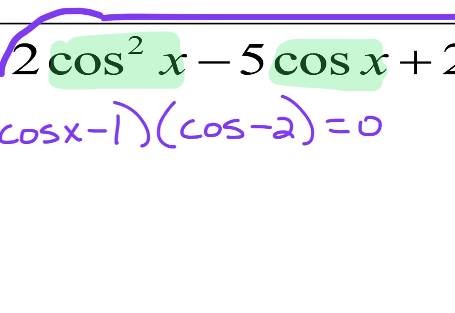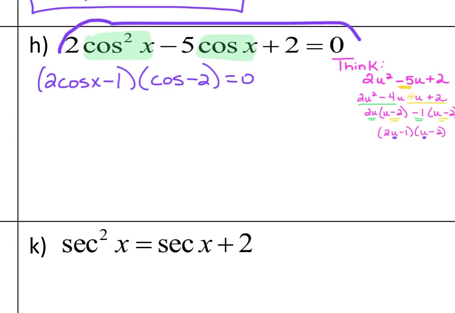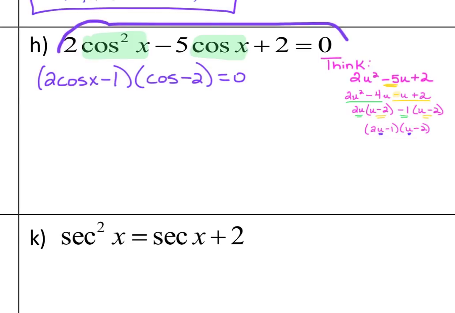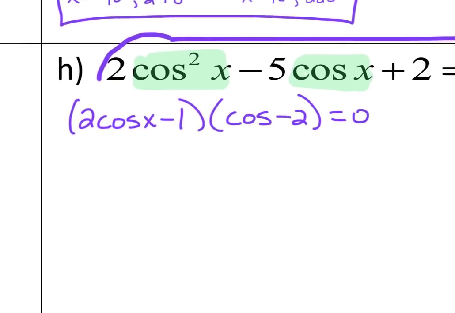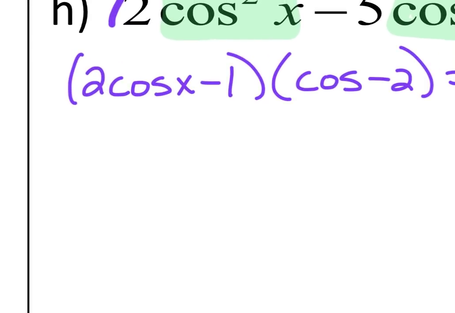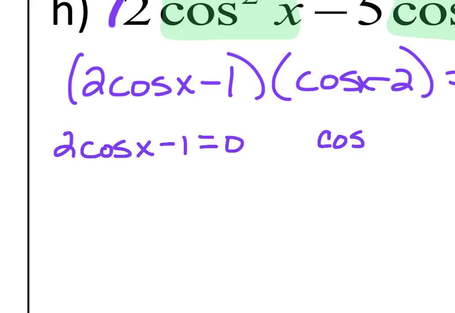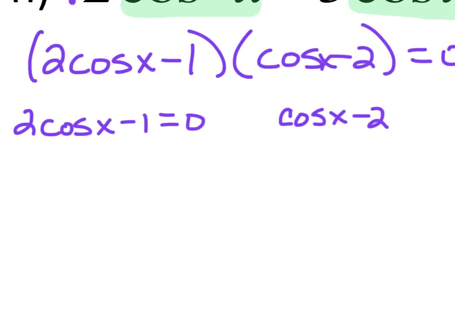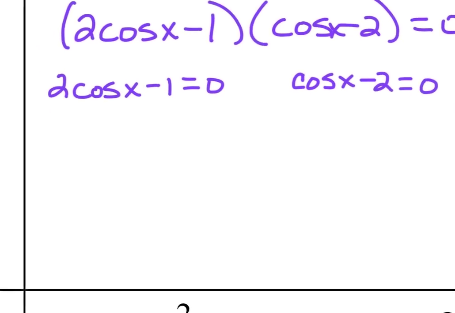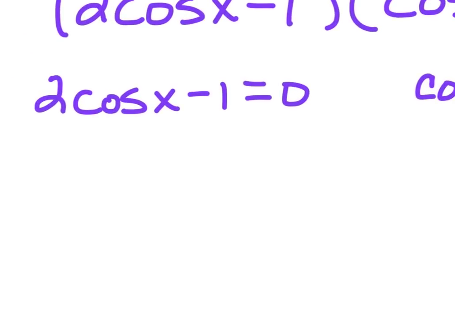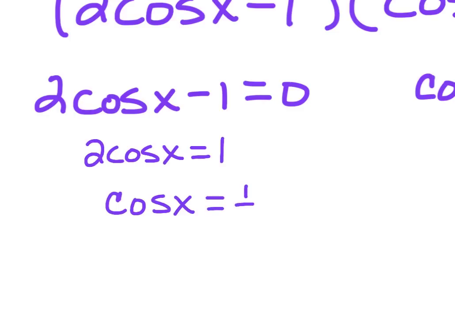All of that equal to 0. Now I'm going to set both factors equal to 0. So 2 cos x minus 1 equals 0, and cos x minus 2 equals 0. Then I'm going to solve both of those. So here I have 2 cos of x equals 1, and cos of x equals 1/2.